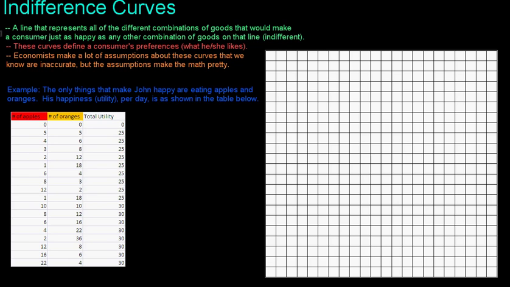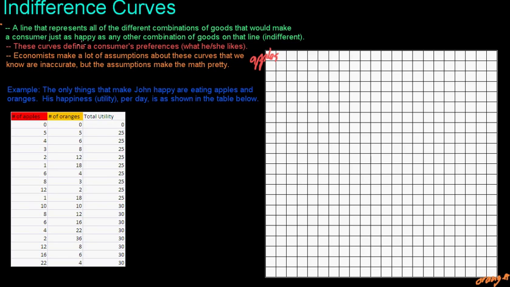So I'm just going to go ahead and label these axes over here so that you get an idea. We're going to put apples on the y-axis, and we'll put oranges on the x-axis. So an indifference curve then is just a line, in this context, that represents all the different combinations of apples and oranges that would make a consumer just as happy as any other combination of apples and oranges that are on that line. So that may be a little abstract in words. When we get down to the actual drawing, I think it'll make more sense.